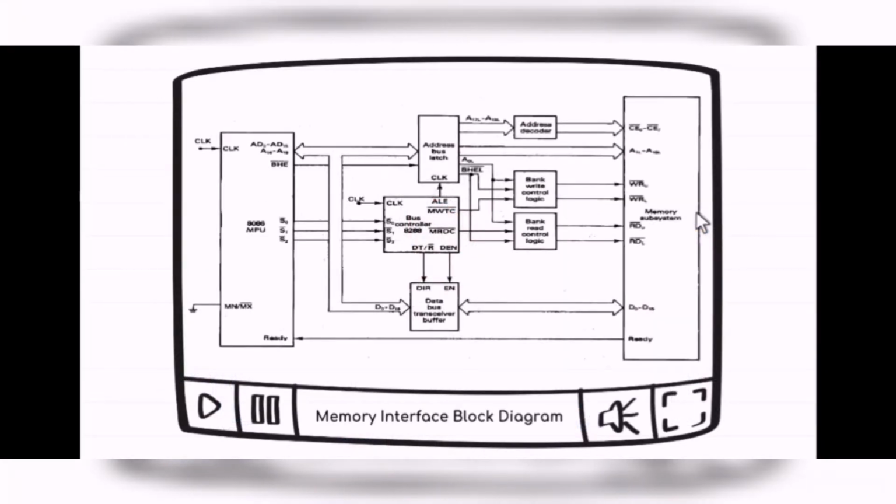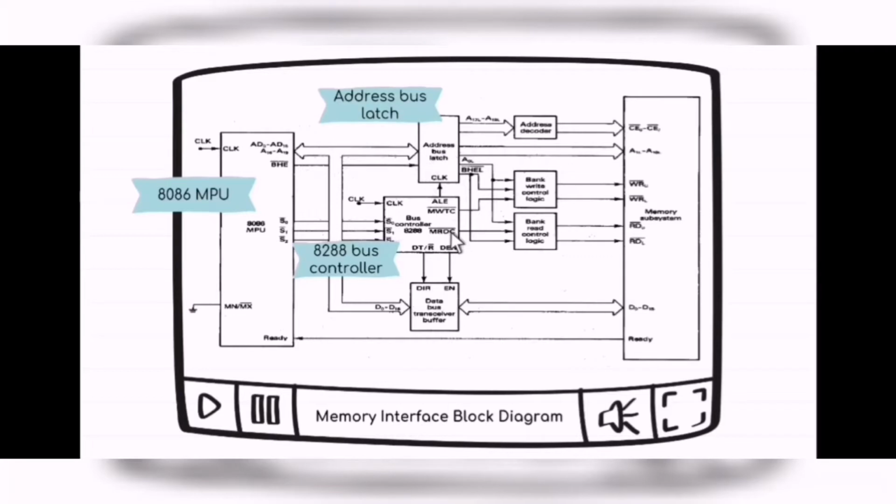As you can see, this is the memory interface block diagram, which is the building blocks of the maximum mode 8086 memory interface. This diagram consists of the 8086 MPU, 8288 bus controller, address bus latch, bus transceiver or buffer, and bank control logic, which consists of bank write control logic and bank read control logic. This is the memory subsystem. Now I will explain a little bit about this diagram.